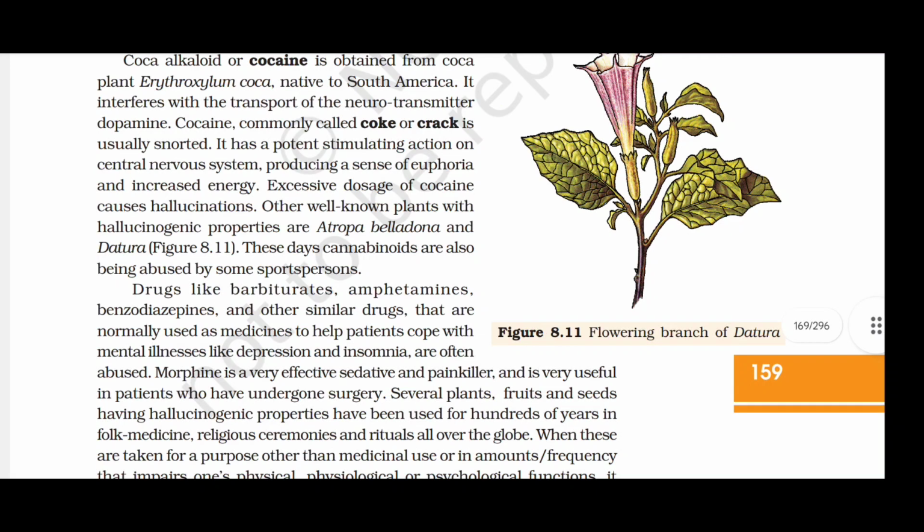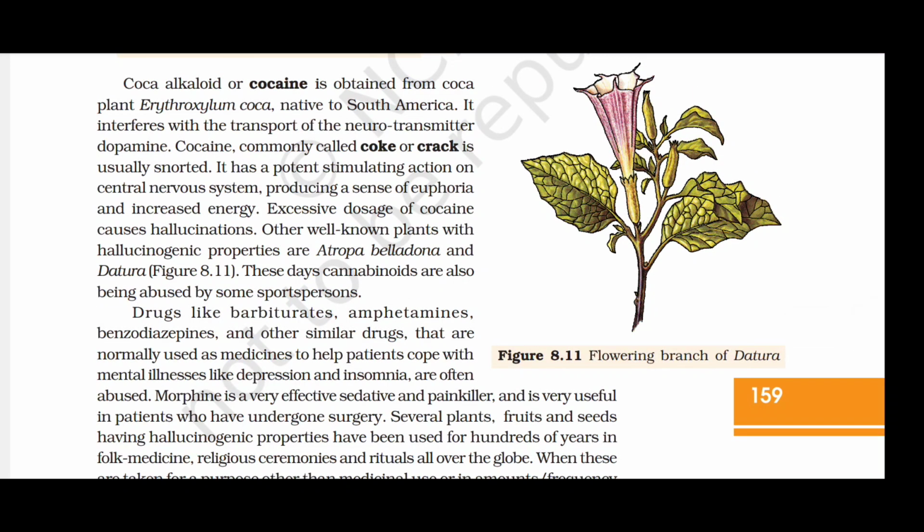Coca alkaloid or cocaine is obtained from the coca plant Erythroxylum coca, native to South America. It interferes with the transport of the neurotransmitter dopamine. Cocaine, commonly called coke or crack, is usually snorted. It has a potent stimulating action on the central nervous system, producing a sense of euphoria and increased energy. Excessive dosage of cocaine causes hallucination.